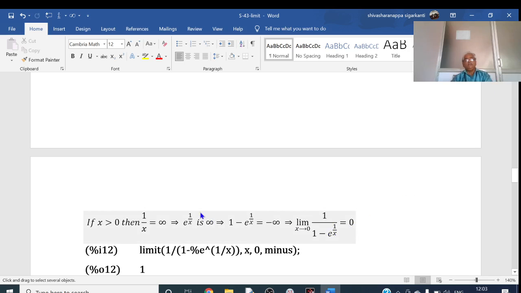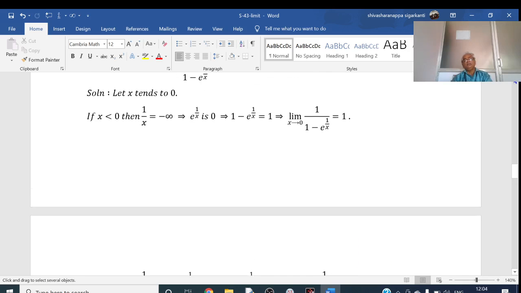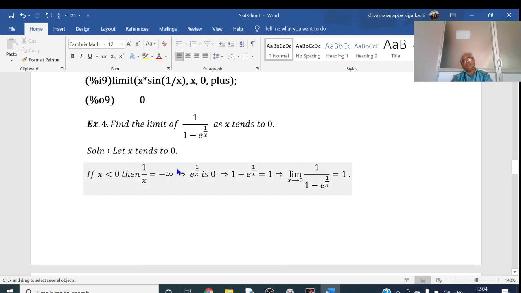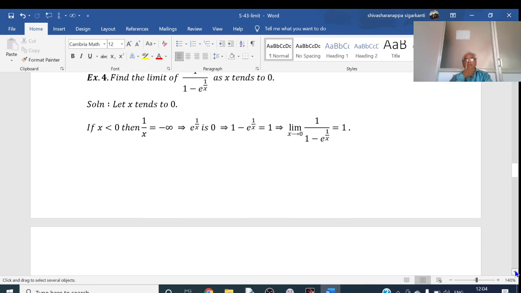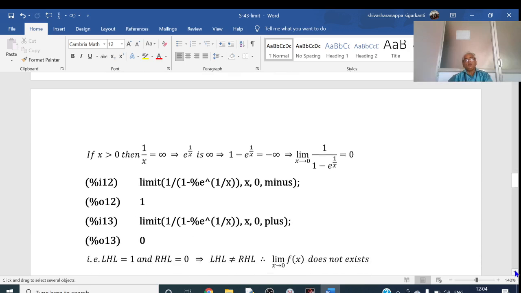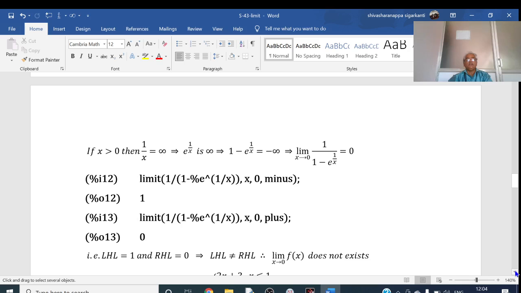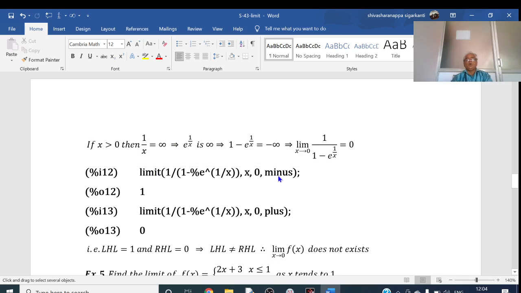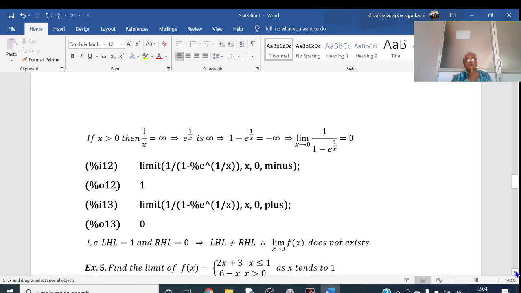Here x is greater than 0 and x is tending to 0, which is nothing but the right hand limit. And here x is less than 0 and x is tending to 0, where I am getting 1, which is the left hand limit. The left hand limit is equal to 1 and the right hand limit is equal to 0. These two are not equal, therefore the limit of the function does not exist. So LHL is not equal to RHL, therefore the limit of the function does not exist.